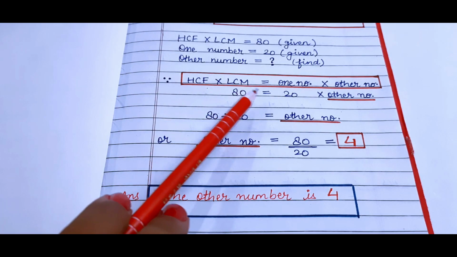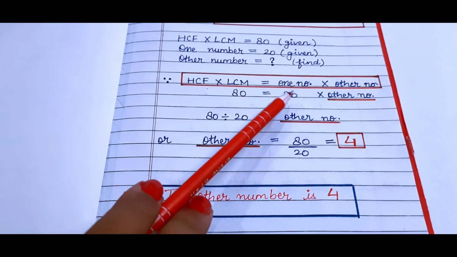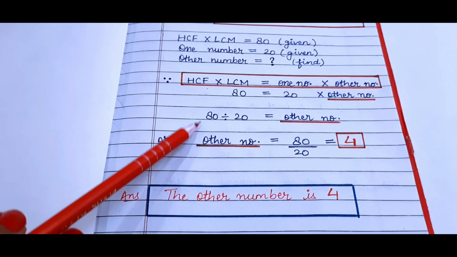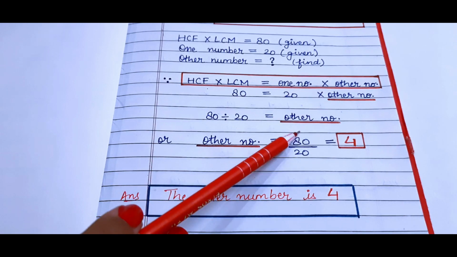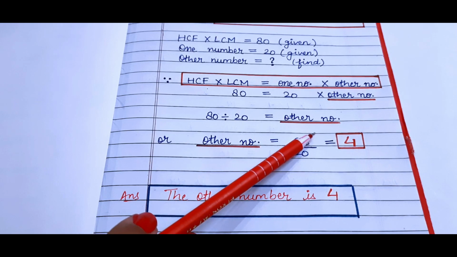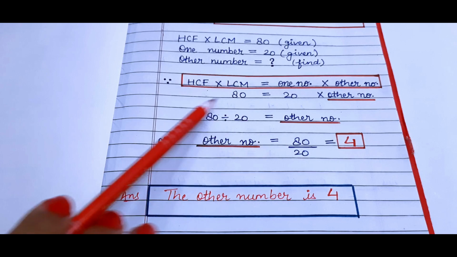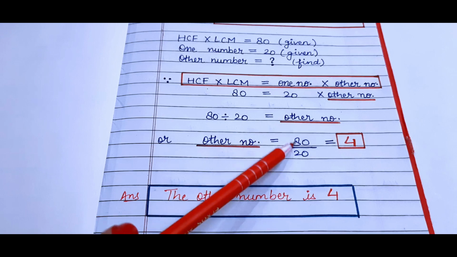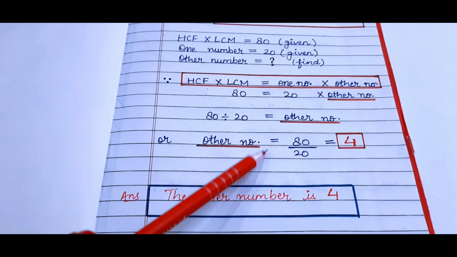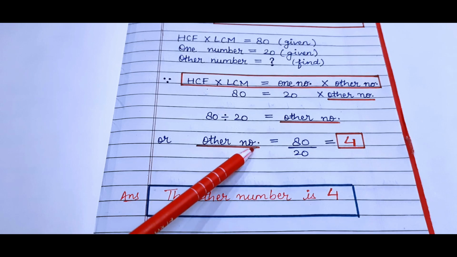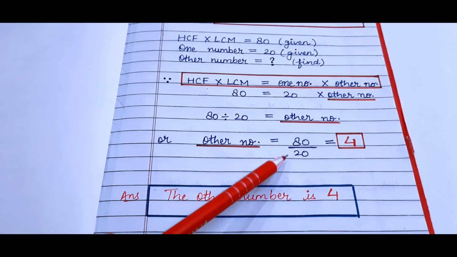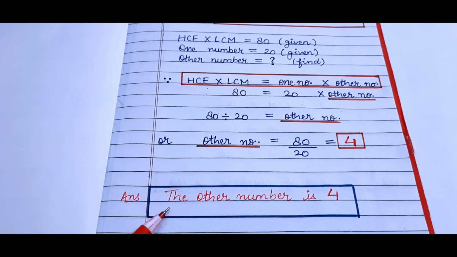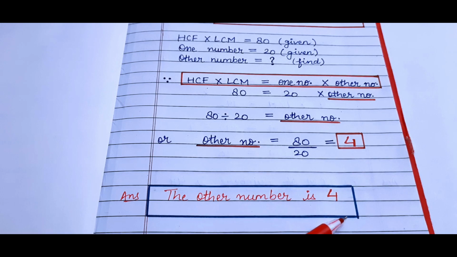Now in the next step, 80 is written here. When 20 comes to the other side, it will divide 80. And the other number is on the right hand side of the equal sign. Now we can write it like this: other number is equal to 80 divided by 20. This and this statement are the same. Now when we divide 80 by 20, we will get 4. So the answer is, the other number is 4.